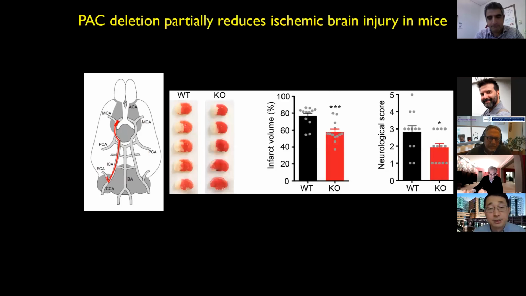And indeed, Jana, my postdoc, who did this blindly, looked at both wild type and knockout, and she found that although in the core regions there's very little difference, in the surrounding parenchyma regions there's significant improvement of protection against the ischemia-induced brain injury. And those mice also do well in neurological scores as well.